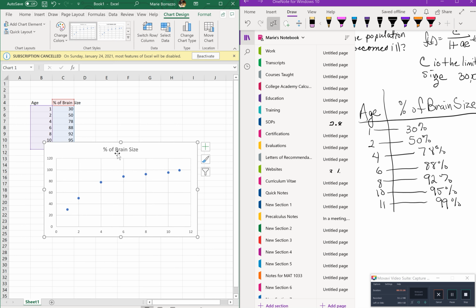So you could say that this is percent brain size versus age. Okay, so understand that the y-axis is the brain size and the age is actually the x-axis. So this is the diagram they have in your textbook. So then the question they asked you was, what type of function would be a good choice for modeling the data?